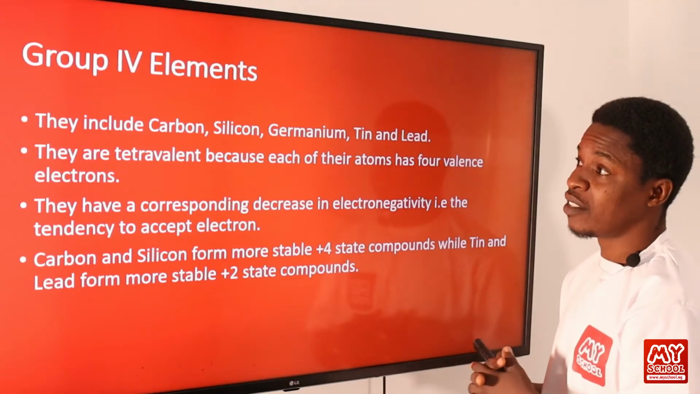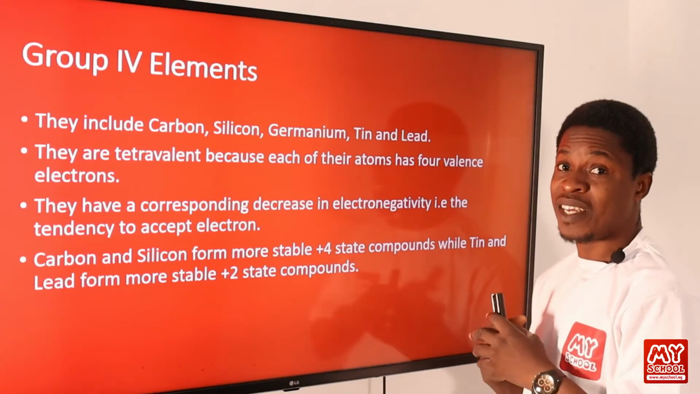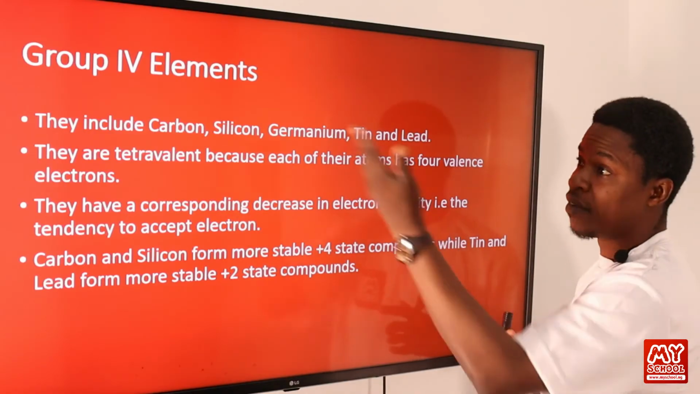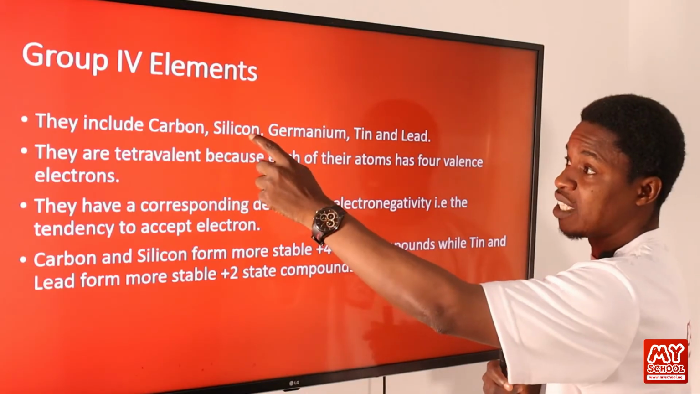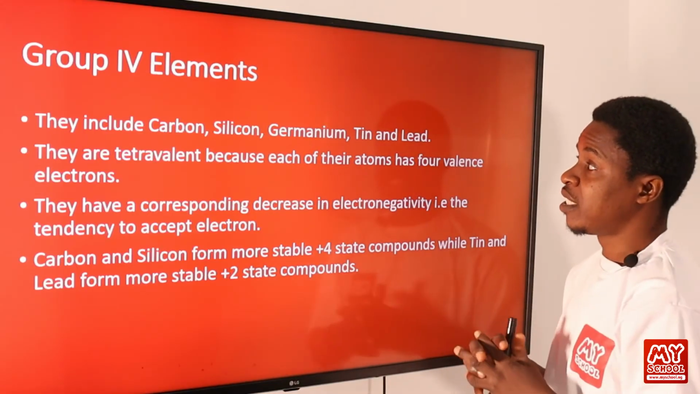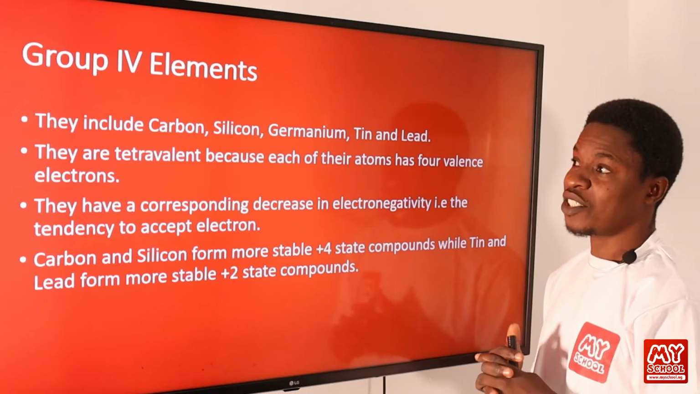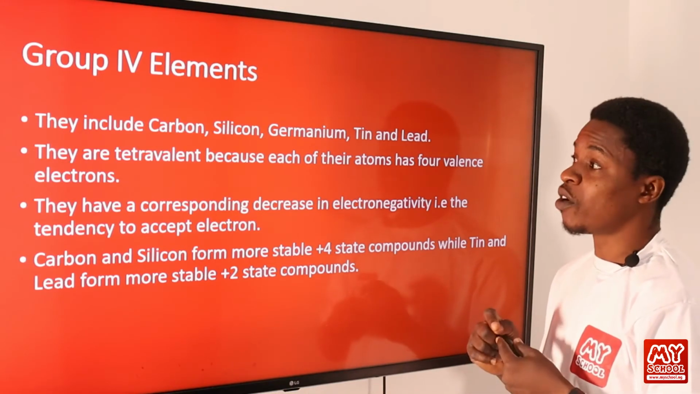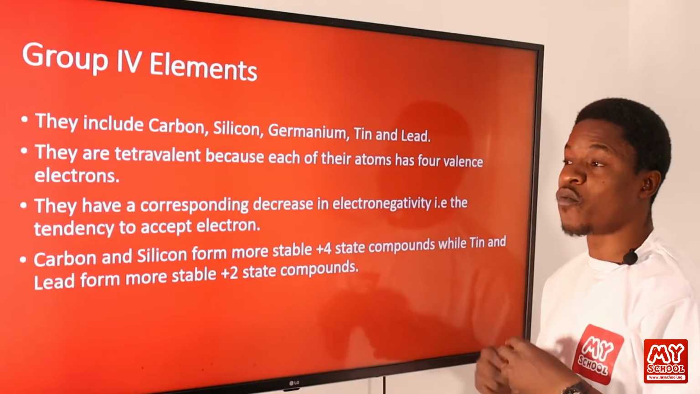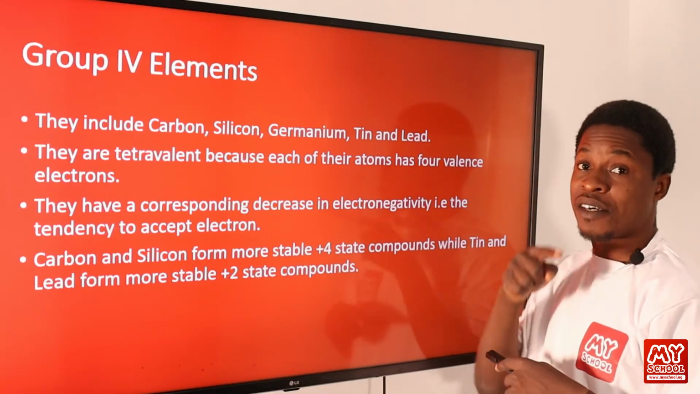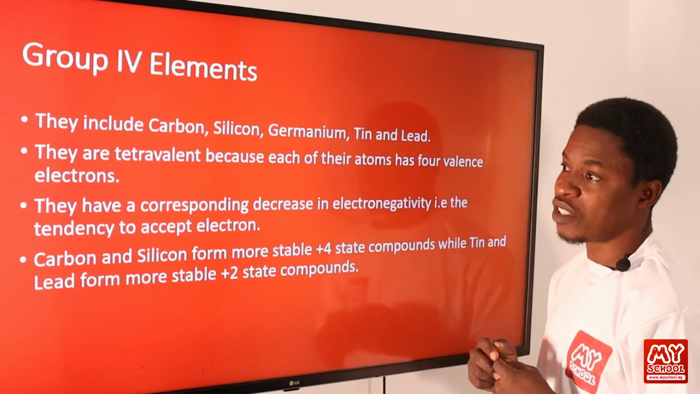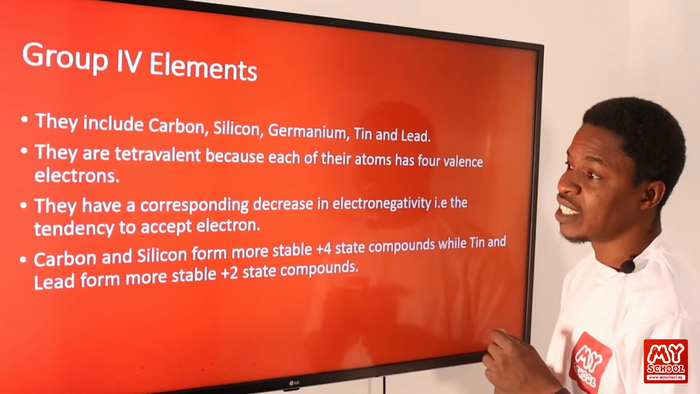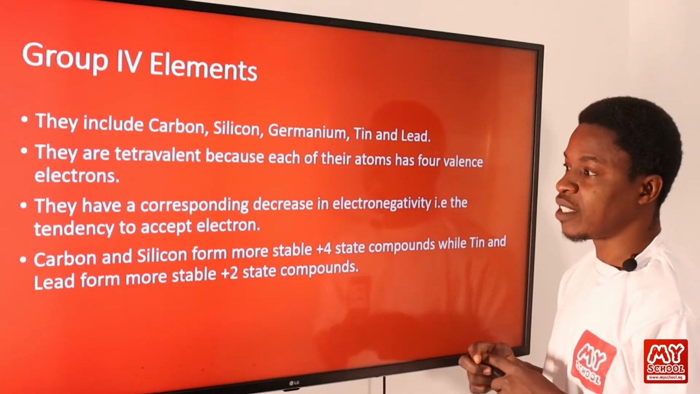They include carbon and silicon. In some periodic tables you see them referred to as metalloids. We have carbon, silicon, germanium, tin, and then lead. So those are group 4 elements, and they are tetravalent in nature because each of their atoms has 4 valence electrons in the outermost shell, and they have a corresponding decrease in electronegativity, that is the tendency to accept electrons.